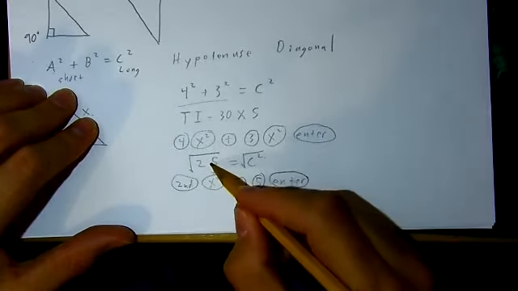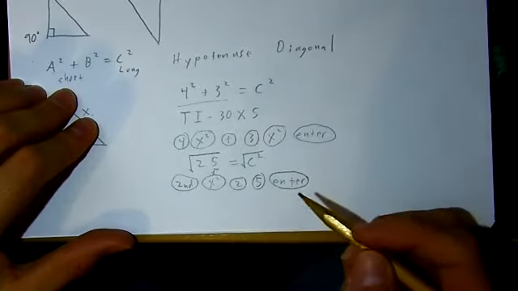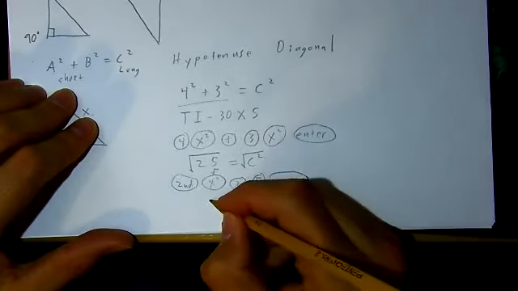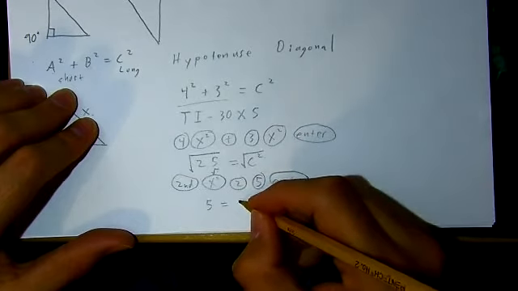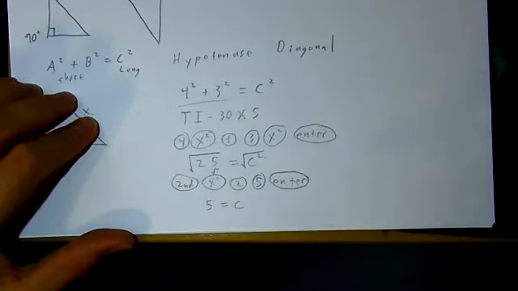And it should look like that on your calculator. When you hit enter, it should pop up 5. And then that squared falls off, and that's it.